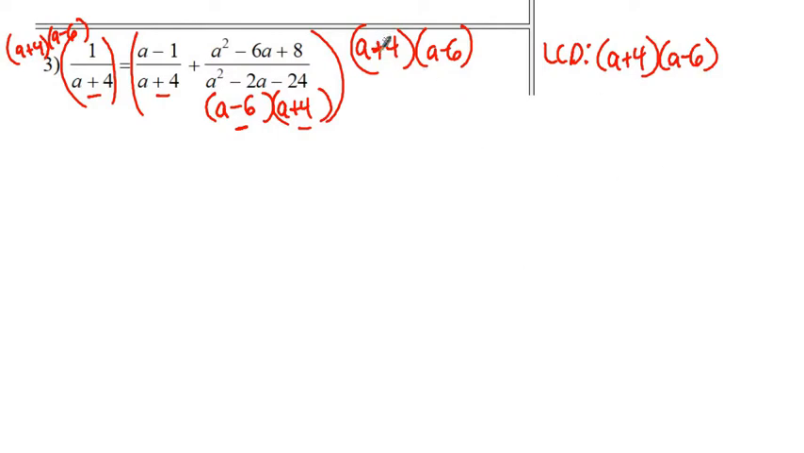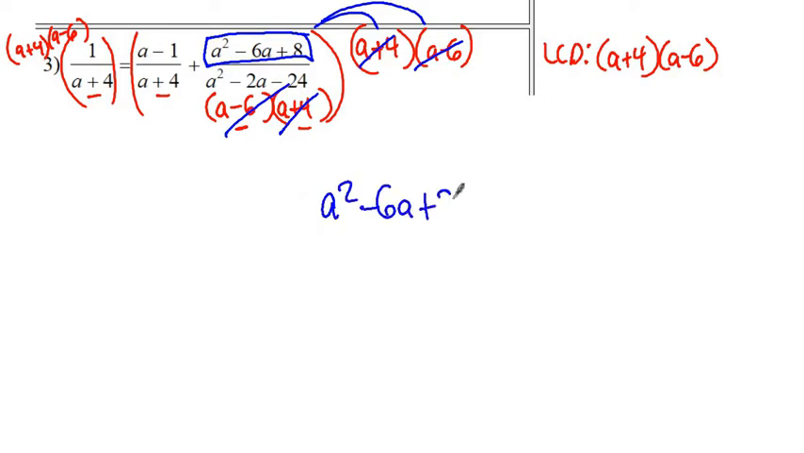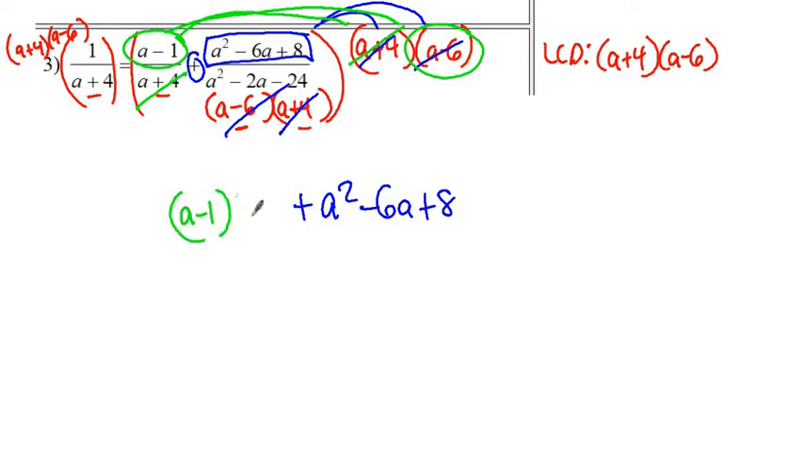Alright, so now we're in a position to distribute. So if we distribute to this first one, those cancel, and so do those. So what we're left with is this right here. So we have a squared minus 6a plus 8, and there's a plus sign right there, so I'm going to put a plus there. Okay, now if we distribute to this far one right here, the a plus 4s will cancel, but we're going to have a minus 1 times that a minus 6. Those will not cancel, so those need to be multiplied.